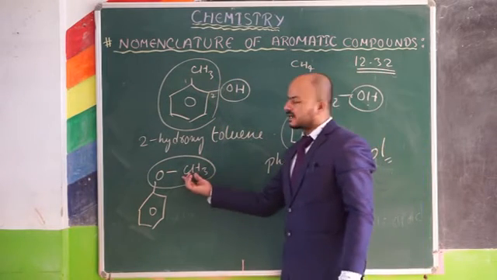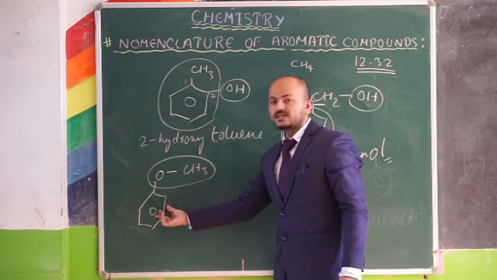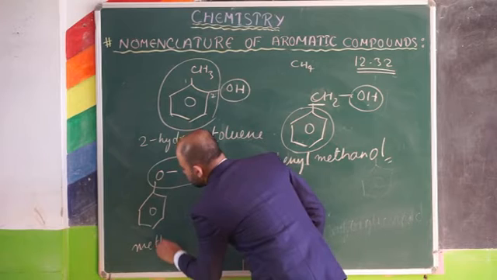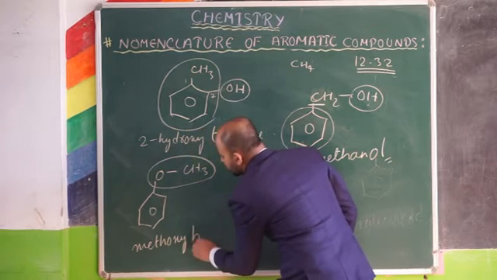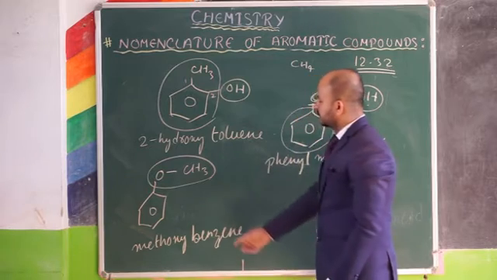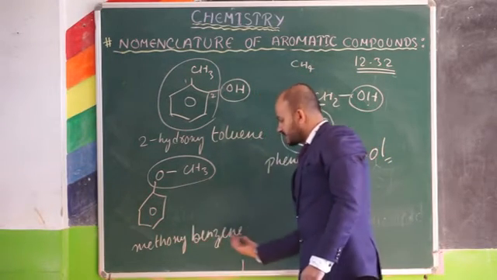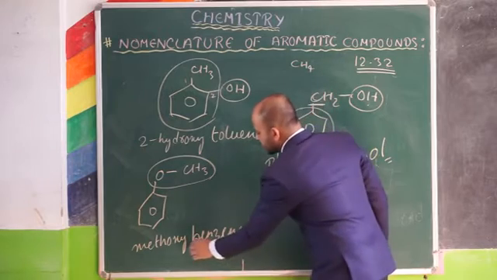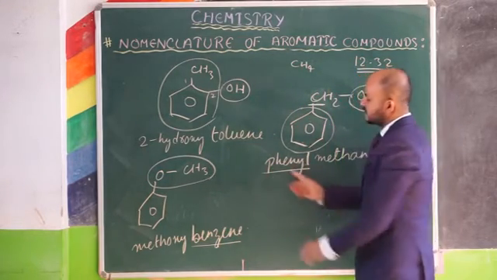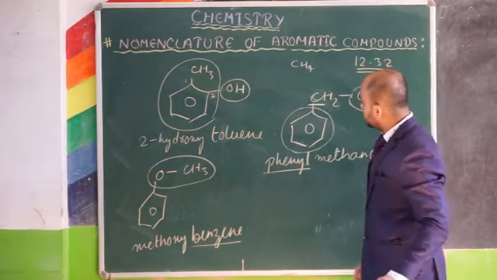Okay, in this part one carbon is present, therefore it will be written as methoxy, and this is the benzene ring. This is methoxybenzene. Please remember, whenever this ring is written as a suffix, it is written as benzene. Now, whenever the same ring is written as a prefix before, then it has to be written as phenyl. This part you have to remember properly.